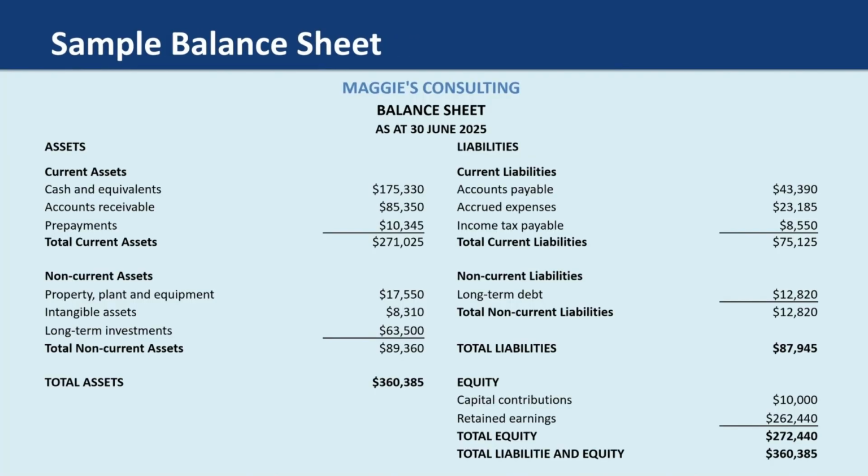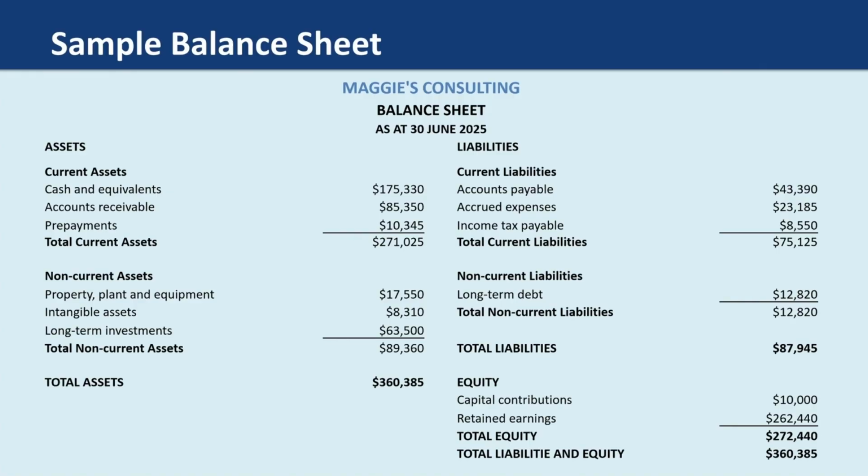Here is the sample balance sheet. In the header, we have the business name, the name of the financial statement, and the point in time we are looking at. In this example, the name of the business is Maggie's Consulting, and this balance sheet is as at 30th of June 2025.